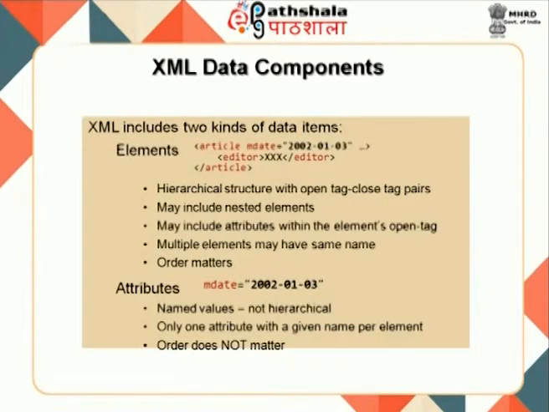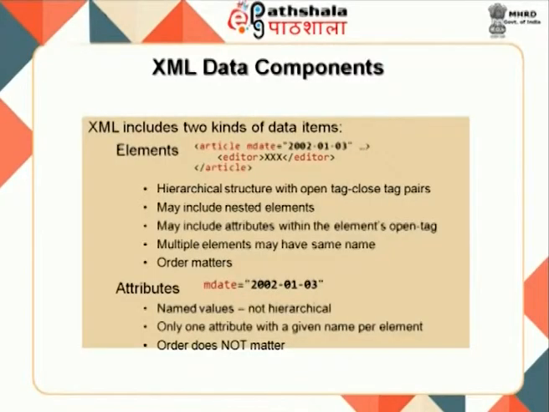So basically in XML, we know that the XML data components are of two types. They are elements and attributes. Here you can see that the article is an element, the attribute is mDate, and editor is another element, and we know that all the elements have open and closed tags.